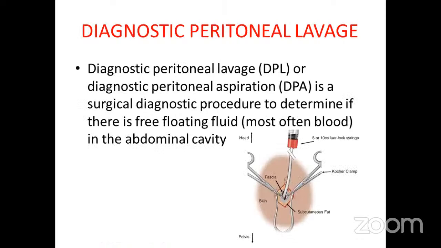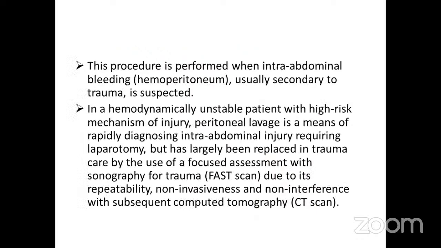And coming to the diagnostic peritoneal lavage, this is a procedure which we are not doing recently because we have bedside ultrasound, which is a much better marker than the diagnostic peritoneal lavage. It is a surgical diagnostic procedure to determine if there is free floating fluid. How we do it is, below the umbilicus, we give a local infiltration. We dissect the planes till the abdominal cavity and you aspirate and see if there is any blood coming out. If there is nothing coming out, you need to give a bolus of fluid into the abdomen, wait for 5 minutes and re-aspirate and see.